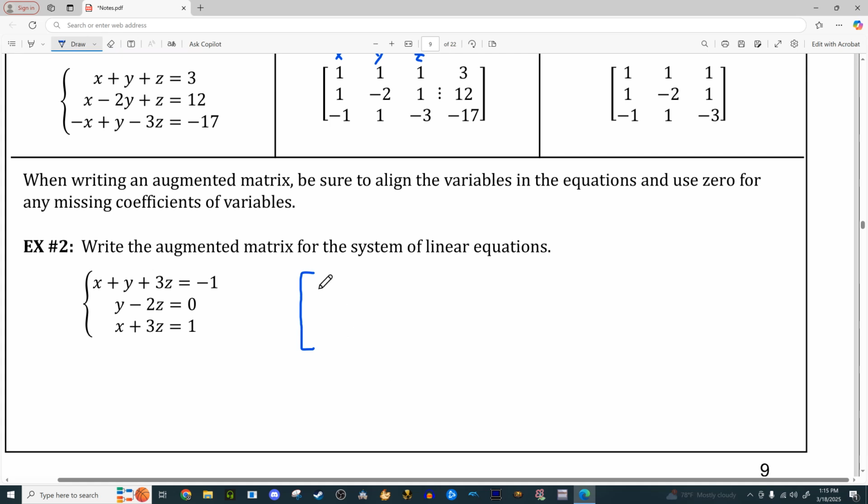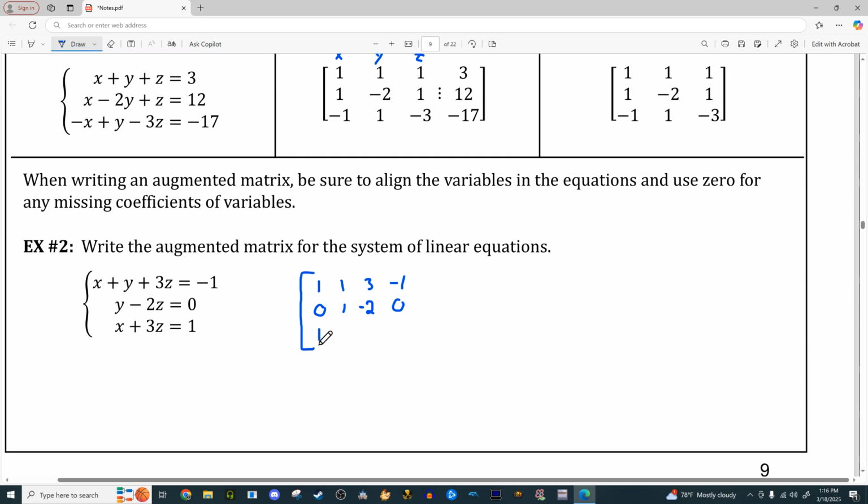Our first row is going to be 1x. So I have 1x, 1y, 3z, and negative 1. Our next one, there's no x here, so that means the coefficient in front of x is a 0. I have 0x, 1y, negative 2z, and it's equal to 0. Last but not least, I have 1x, 0y, 3z, and 1.